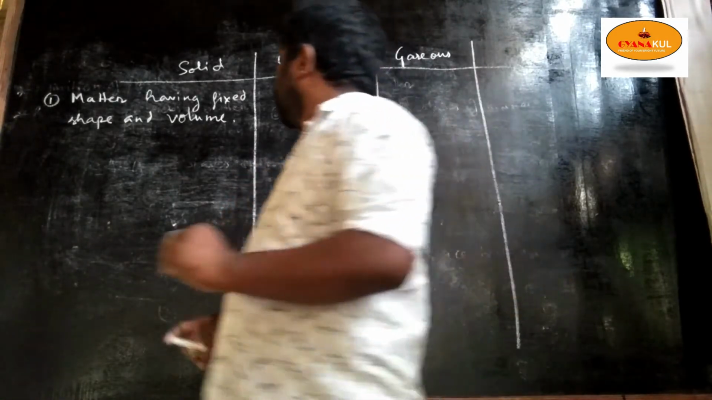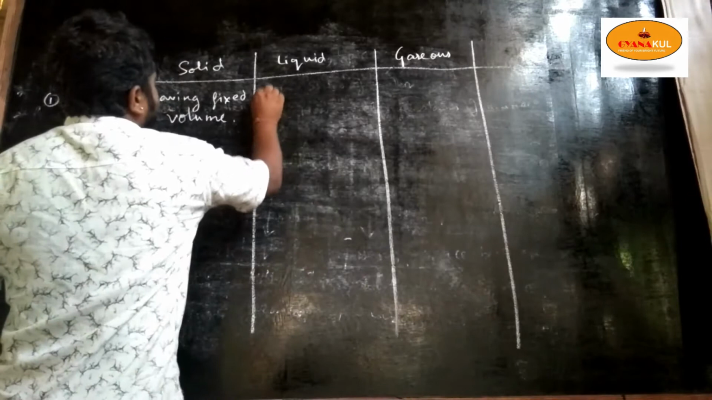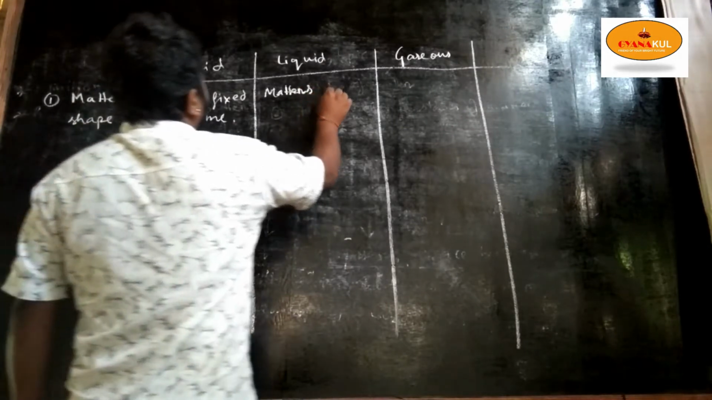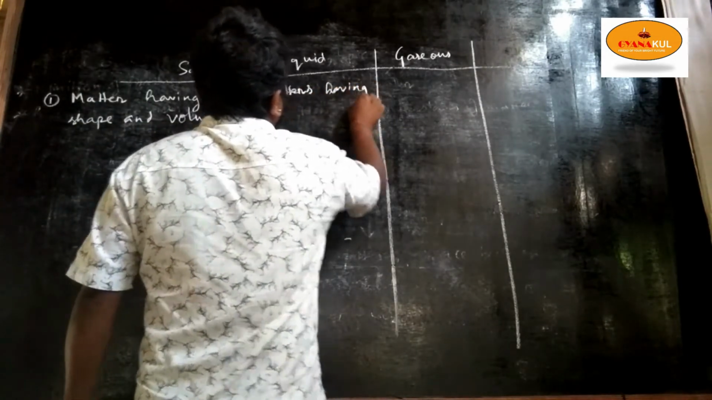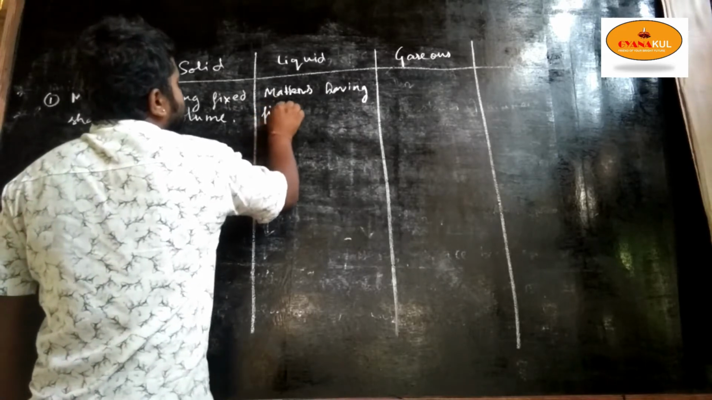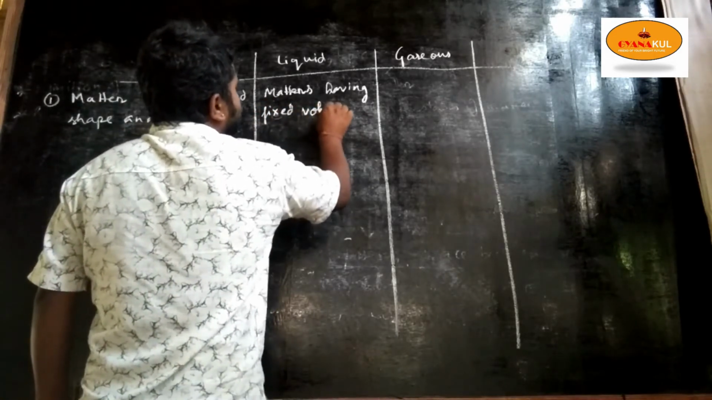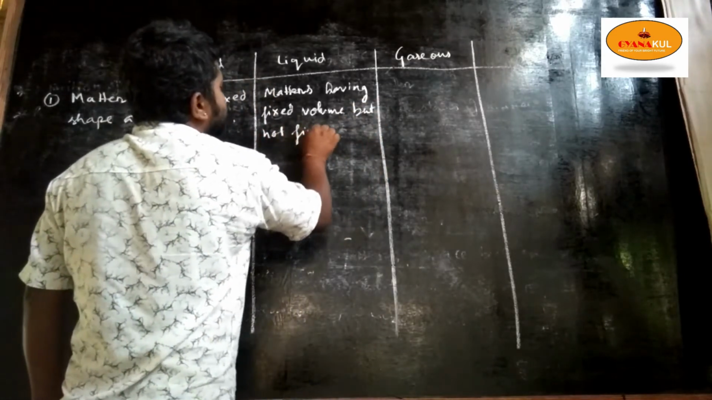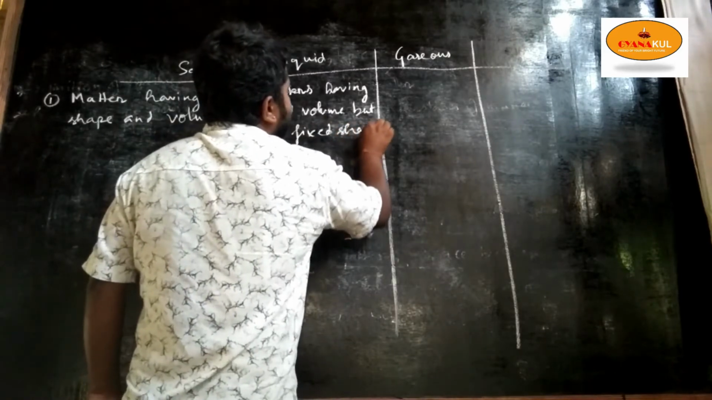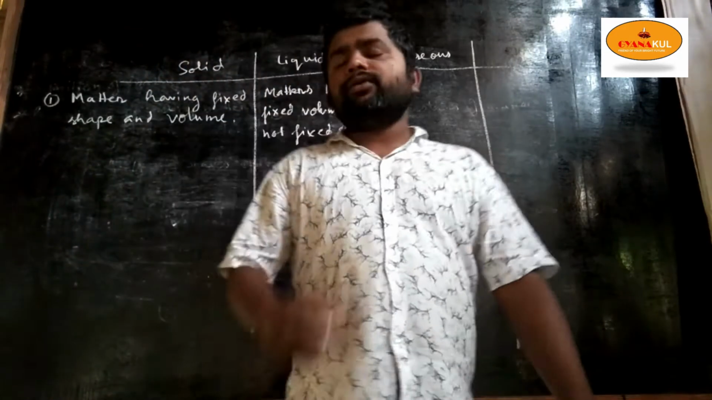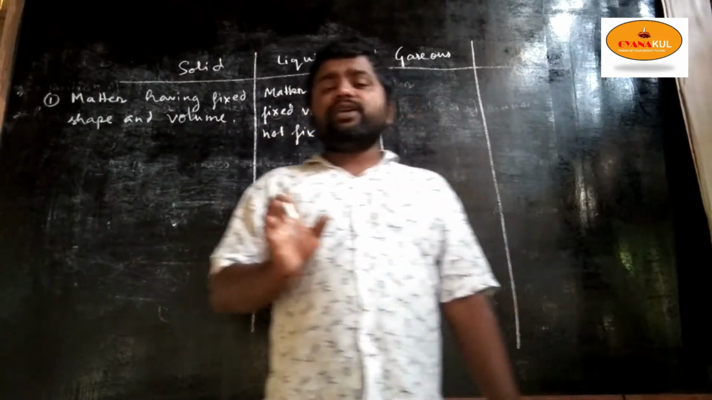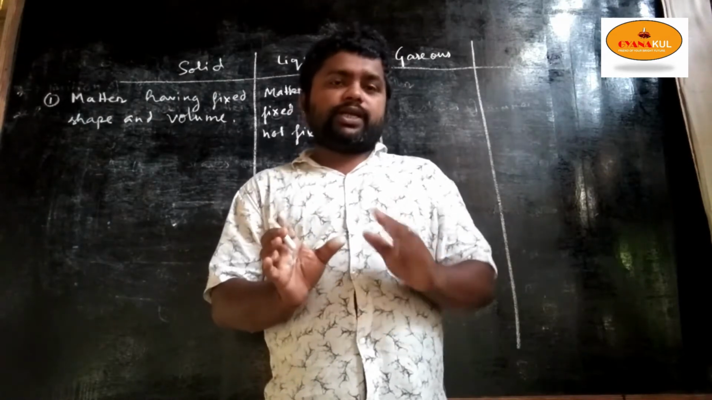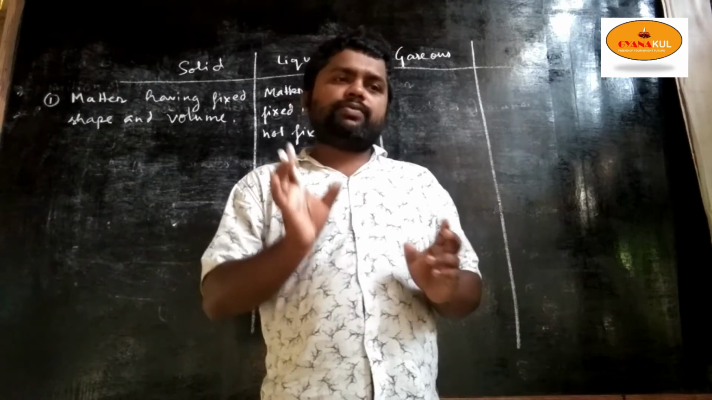Now liquid: matter having fixed volume but not fixed shape. Like liquid water, that has fixed volume. If you take 1 liter of water, then the volume will be 1 liter only. It cannot be increased, it is not decreased. It is 1 liter only.